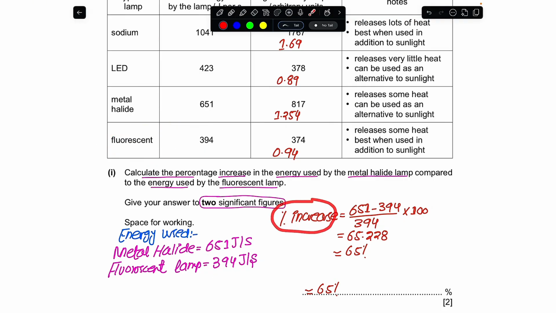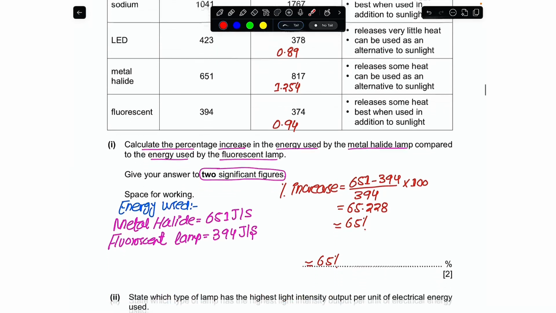For the percentage increase, the final value is bigger, the initial value is smaller. We are required to divide the difference by the initial value of 394. Since a percentage has to be calculated, I am multiplying it by 100. The answer coming is 65.228%. And they said to two significant figures. So this 65 alone is up to two significant figures. So we would write it as 65%.